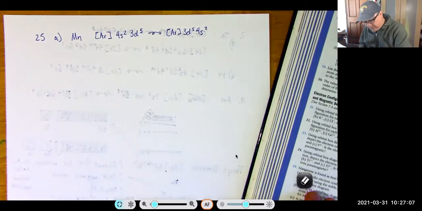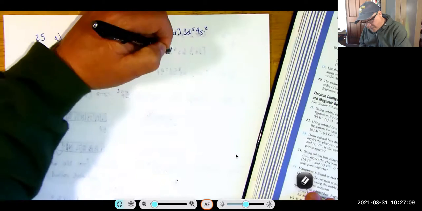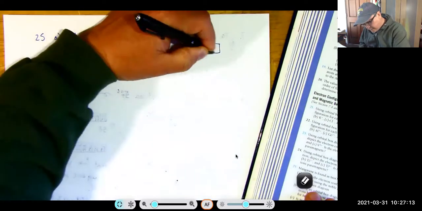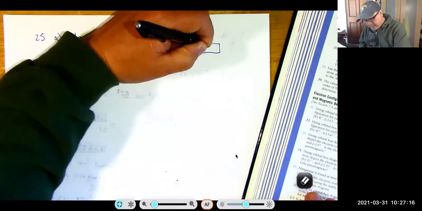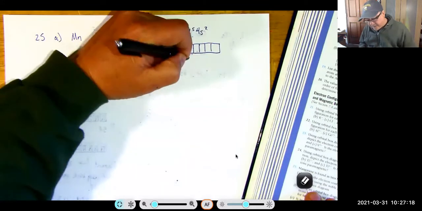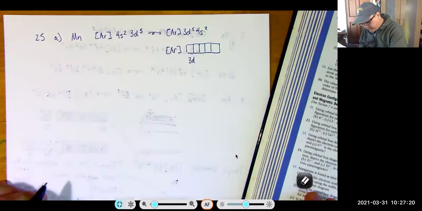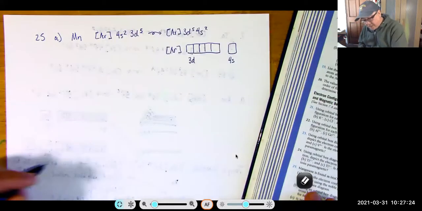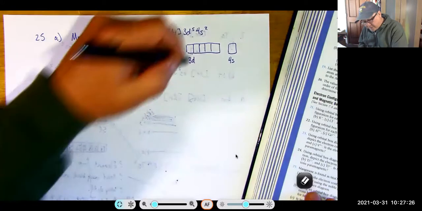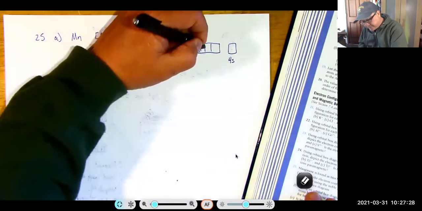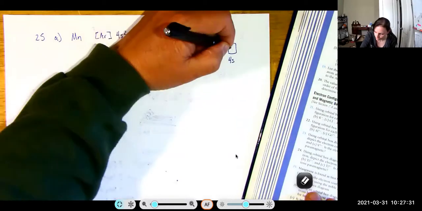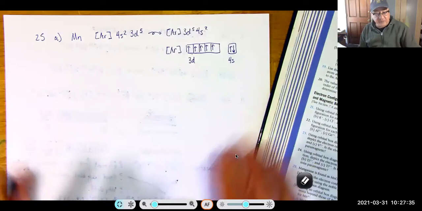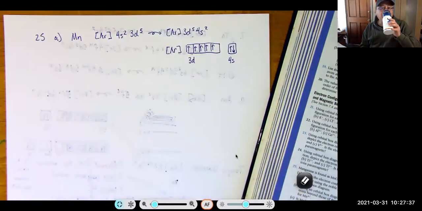Okay, so here's the orbital box diagram, argon. There's my 3D, 5 boxes. There's my 4s box. One electron per box. And then 2 electrons in the 4s. And this is a very symmetrical setup, wouldn't you agree? Yeah.